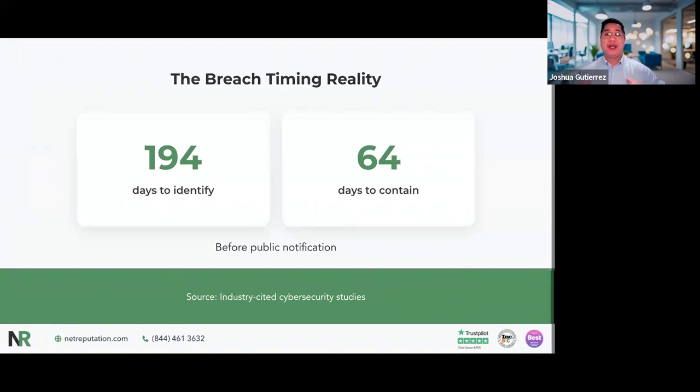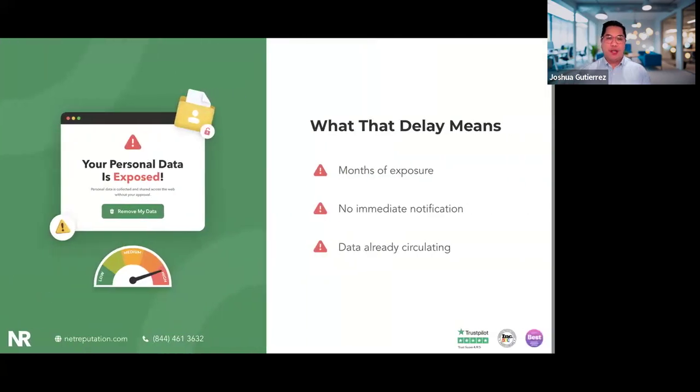So let's talk about the breach timing reality. According to long running industry studies, it takes an average of 194 days to identify a breach and another 64 days to contain it. Again, 194 days to just identify the breach, but then another 64 to contain it. That's over 250 days. So what does that mean? That means attackers may have months, more than half of a year, of access or lead time before affected individuals are ever notified. During that delay, data may already be circulating, combined with other sources, and already be actively misused. Notifications, if they come, often arrive well after exposure begins. It's when the money goes out that we generally see the issue.